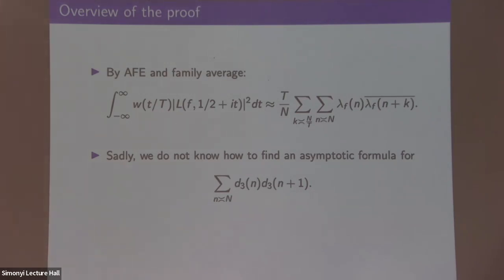Okay, so we don't know how to solve this for lambda f of n times lambda f of n plus 1, or any given fixed k. So somehow, if we're going to do anything on this, we have to use this averaging over k. I'm not claiming that we have something non-trivial, like some cancellation in these shifted sums.